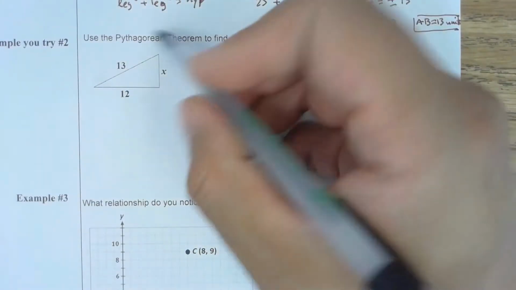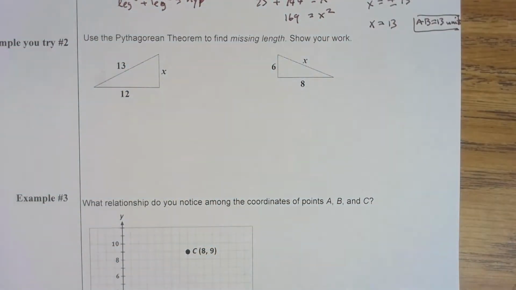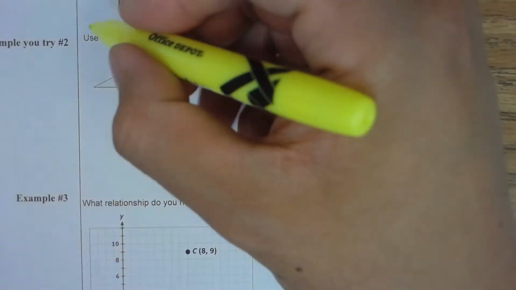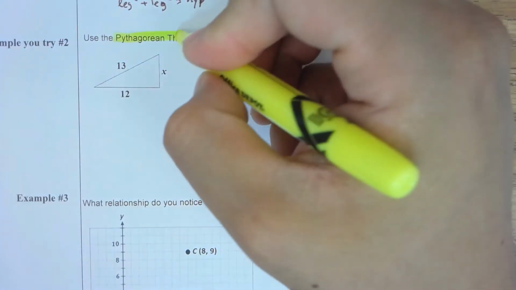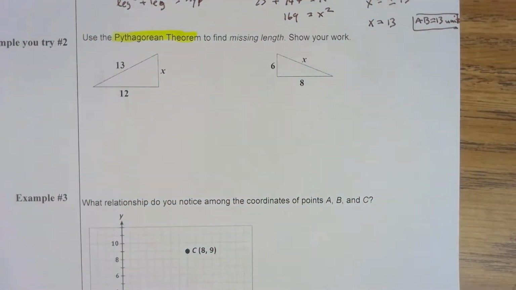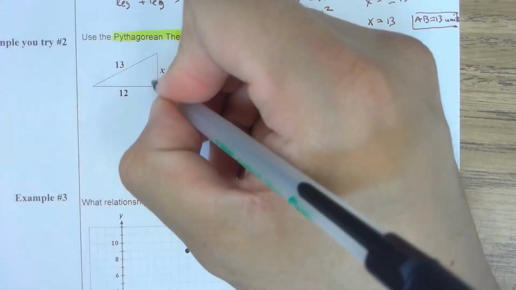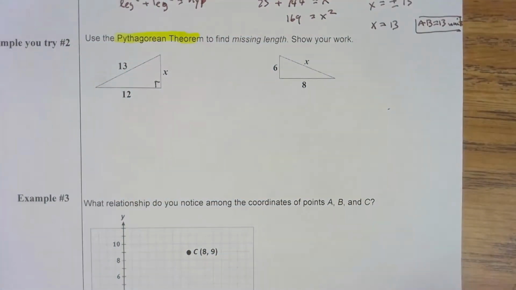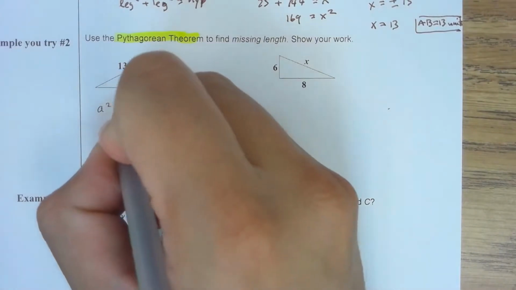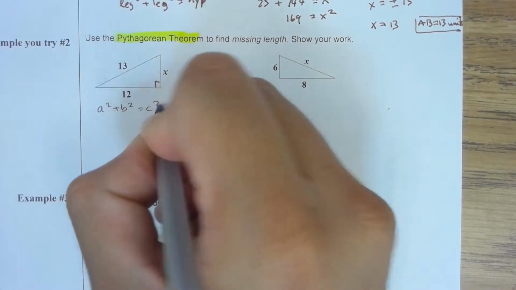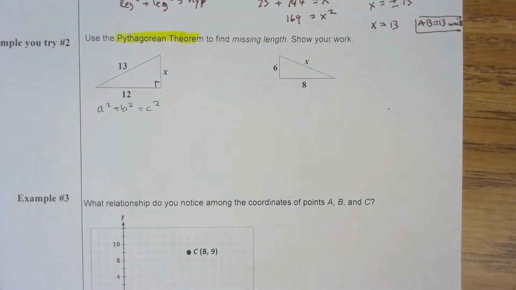So again, it asks you to use your Pythagorean. So that's the keyword right here. And also at the same time, anytime you see a right triangle or a right angle box here, you always want to use a squared plus b squared equals c squared when you're trying to find your missing length.